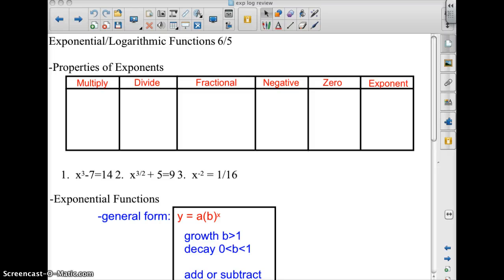Okay, today we're going to talk about exponential and logarithmic functions. This is kind of a review of those topics. Properties of exponents, we'll start with those.